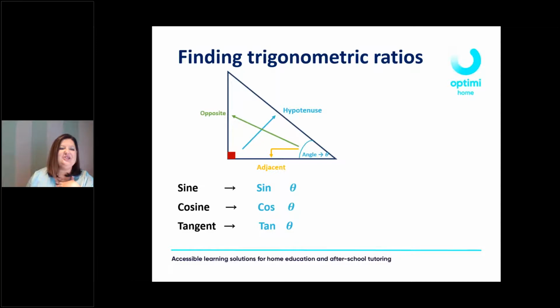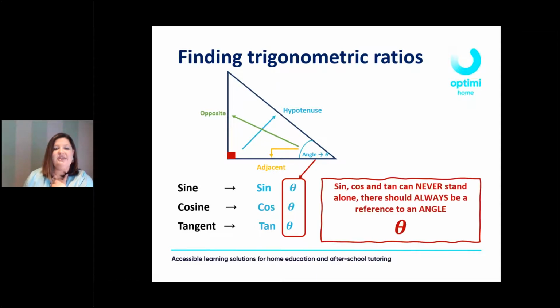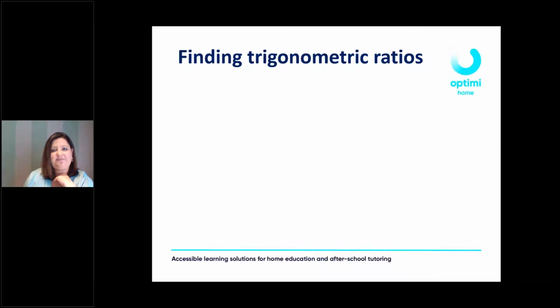Now, you're probably not used to the whole words, but we're going to use sin, cos, and tan. Right. Now, you will see that it never stands alone. It is always in reference to an angle, the angle that you are working with. Sin, cos, and tan can never, ever stand alone. You always need to write them as a reference to another angle.